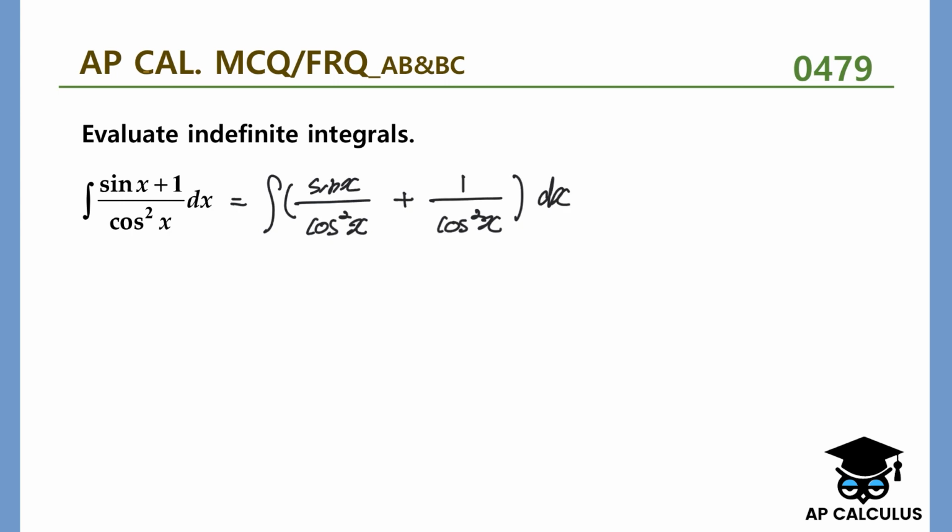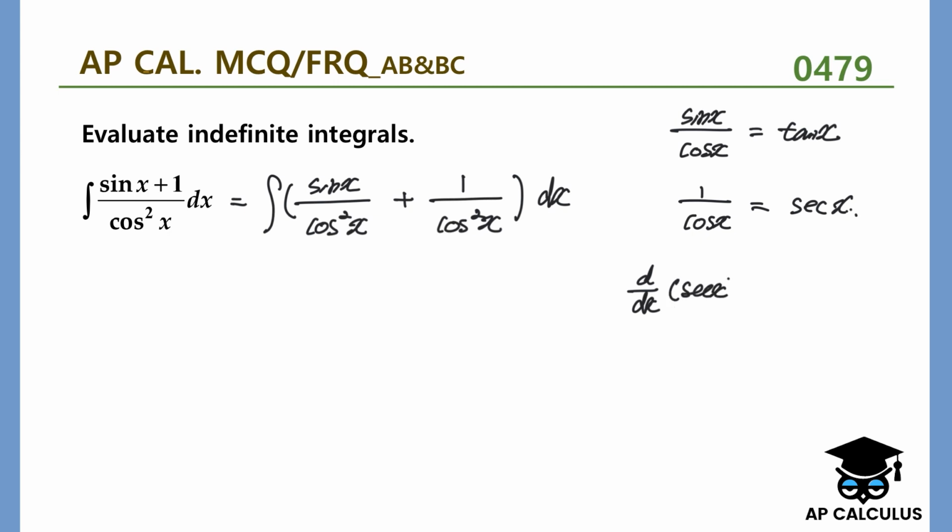What's sine over cosine? From trigonometry, we know that sine over cosine is equal to tangent. And what's 1 over cosine? 1 over cosine is secant x. And we also know that the derivative of secant is equal to secant tangent, and the derivative of tangent is equal to secant squared.